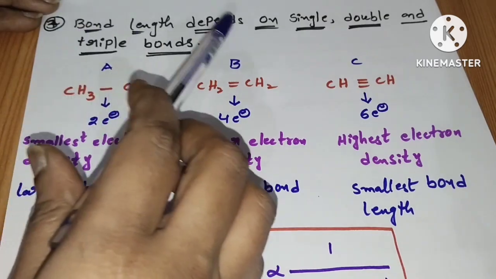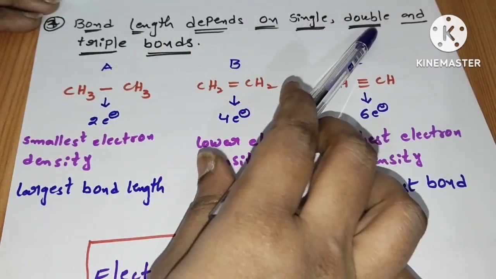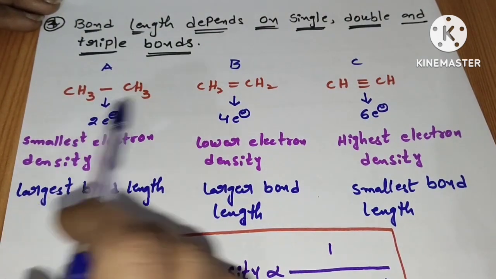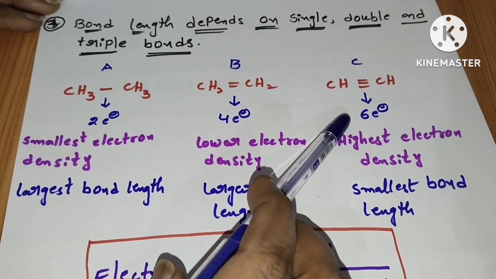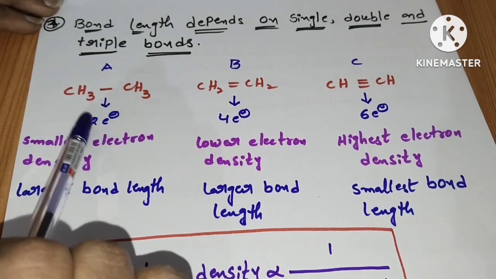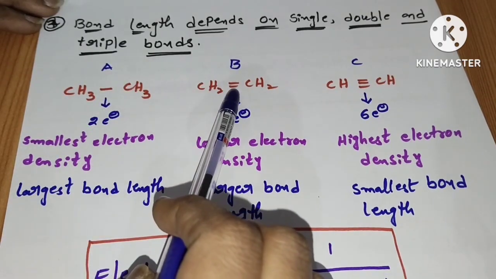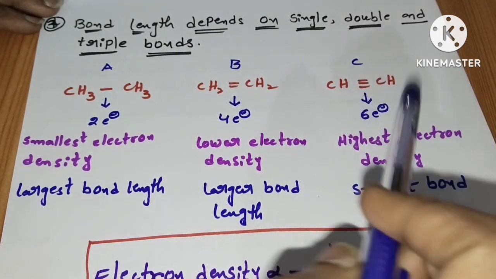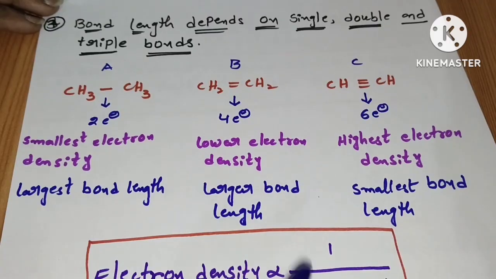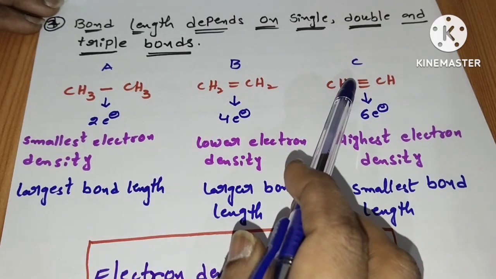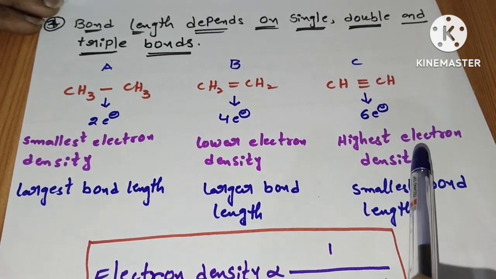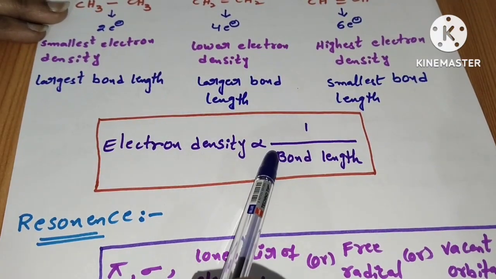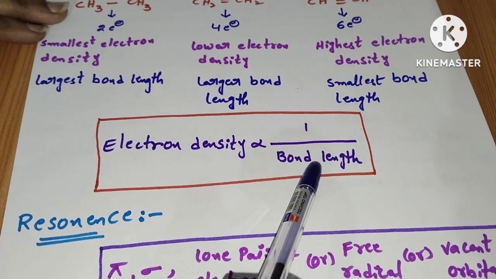Next, bond length depends on single, double and triple bonds. For example, consider these organic compounds. We know that this single bond contains 2 electrons. This double bond contains 4 electrons. This triple bond contains 6 electrons. Now, if the electron density is highest, bond length will be shorter. Hence, I write electron density is inversely proportional to bond length.